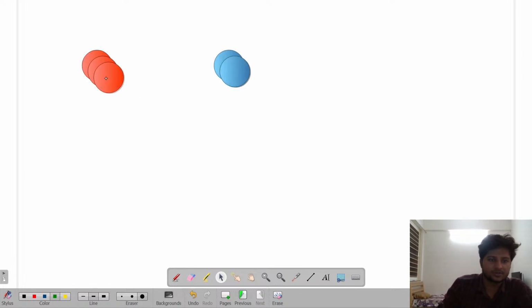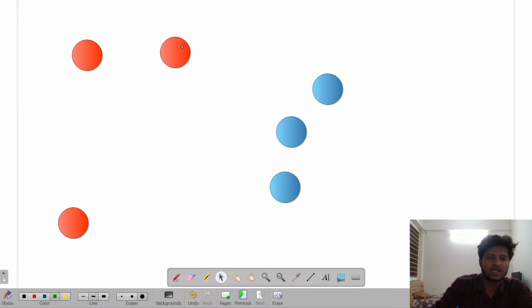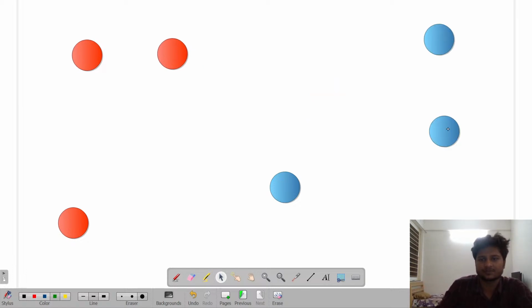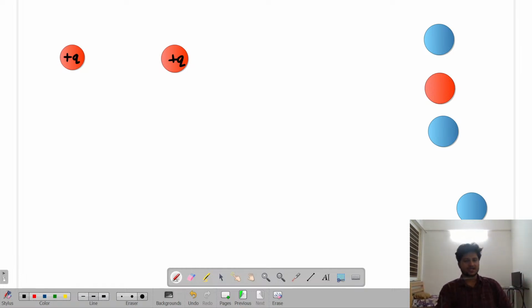Okay, let me just distribute this. So first I will have two positive charges. Got it? I have two similar positive charges. Got it or not? Okay. So let's suppose this is plus Q and this is also plus Q. Same amount of charges are there. Then where will the electric field lines be? What will be the representation of electric field lines? That's a big question, isn't it?